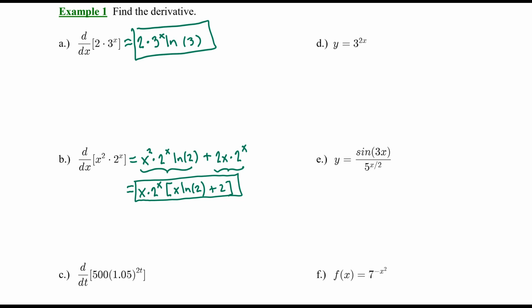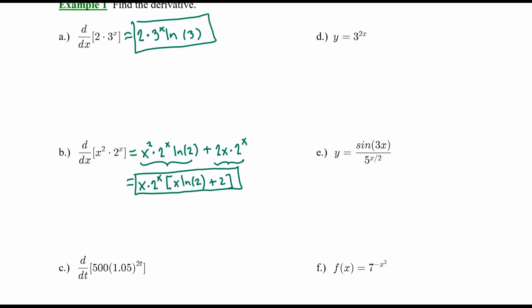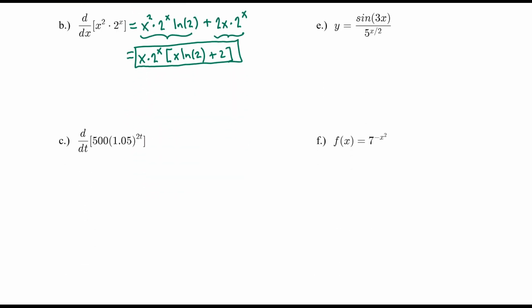Looking at example C, we have 500 times 1.05 to the 2t. 500, of course, is just a constant coefficient, which we filter through to the derivative. Then, to differentiate the exponential function, we're going to make a copy of the exponential exactly as it appears, and then we're going to multiply by the derivative of the exponent, which will be 2. Now, the 500 and the 2 are compatible, so we can multiply those together and call this 1,000 times 1.05 to the 2t, and that is our derivative.